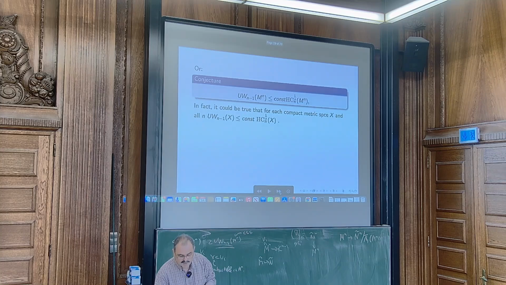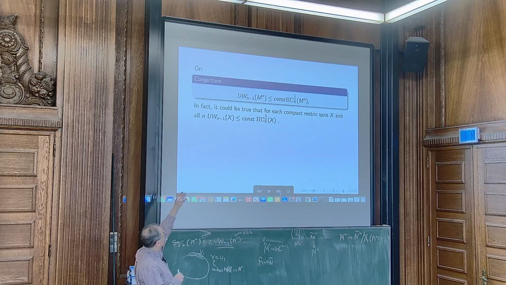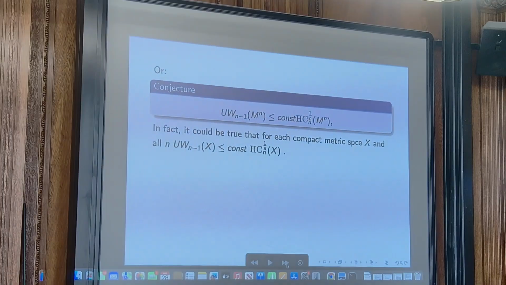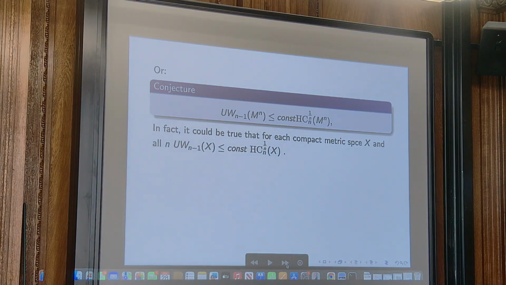And basically, one could state an even more general conjecture, that the Urysohn width is less than or equal to a constant times hc to the power 1 over n. By the way, as I mentioned, even if we forget about rescalings, hc in general is smaller than the volume, just because we are free to use large balls to define them.